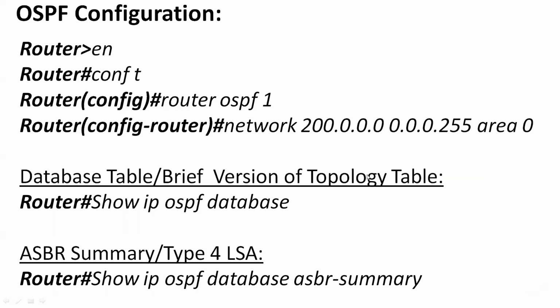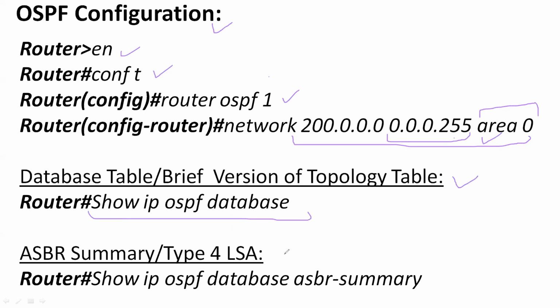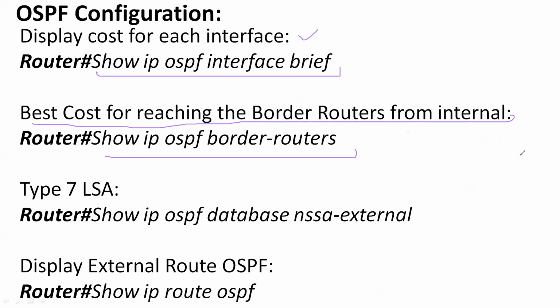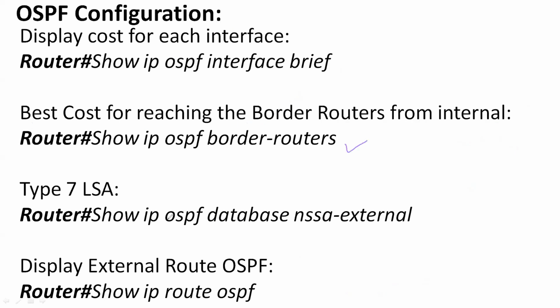So dear all, this is the configuration of OSPF. Enable, configure terminal, router ospf 1, then define the network with the wildcard mask, on which I have already created videos, and the area. Area 0, or any area, can be used here. If you want to check the database table, there is the command show ip ospf database. If you want to check the ASBR summary, use the command show ip ospf database asbr-summary. For the cost of the interface, the command will be show ip ospf interface brief. The best cost for reaching the border router from inside is shown by show ip ospf border-routers, which is also the command used to check the border routers.